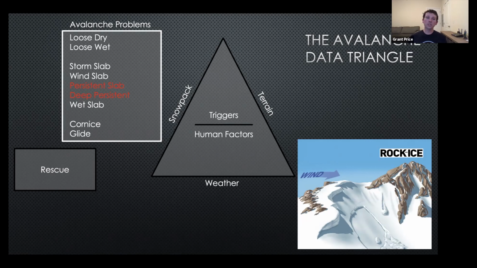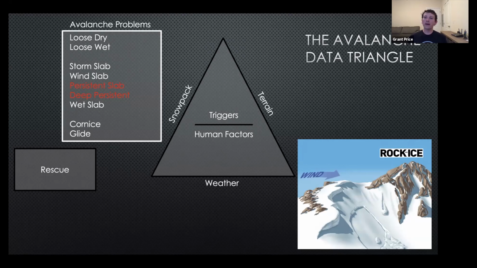The last slab is a wet slab. We're going to find these oftentimes during the springtime, or if we get a midwinter warm-up or big rain event, that's where a unit of snow becomes warm and wetted, and then the bed surface that it's sitting on is also lubricated, and we'll get a wet slab.